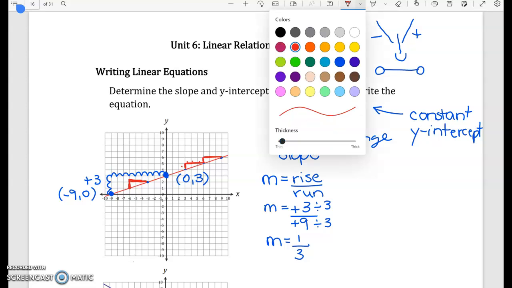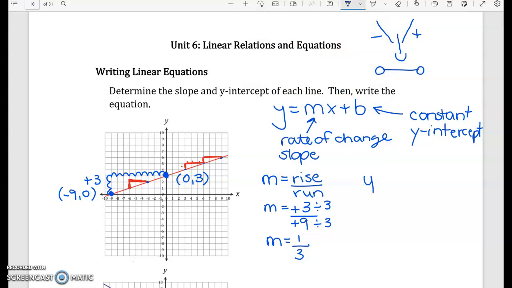Now let's do our y-intercept. The y-intercept is where the linear equation crosses the y-axis. Here's my y-axis right here, and if we zoom down until the line crosses it, you can see that it's this point that I've already identified. My y-intercept is positive 3. We write just the y coordinate for it. It crosses the y-axis at positive 3.